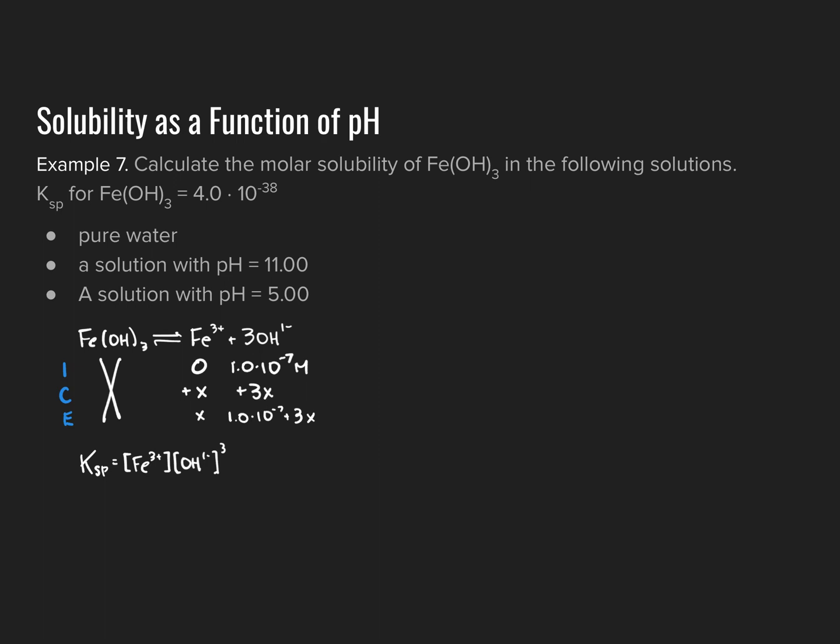Our Ksp of 4.0 times 10 to the negative 38th would now be equal to the equilibrium concentration of the ferric ion, which was x from my ICE table, times the concentration of that hydroxide ion, which was 1.0 times 10 to the negative 7th plus 3x, quantity cubed. Now at this point, recognize that this is a good opportunity for us to simplify our calculation by making an assumption. I'm going to assume that the quantity 3x is very, very small in comparison to the initial molarity of hydroxide ion in that solution, which is 1.0 times 10 to the negative 7th.